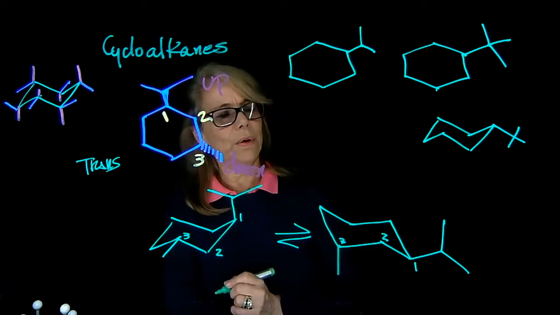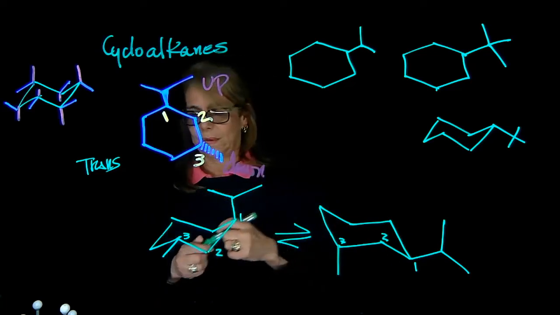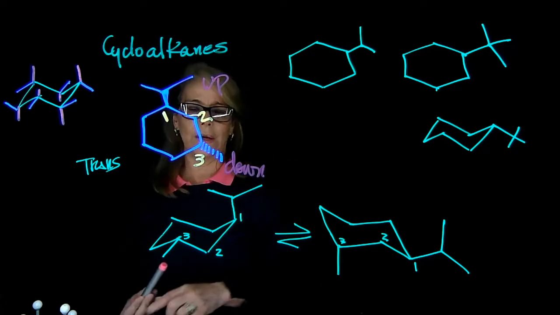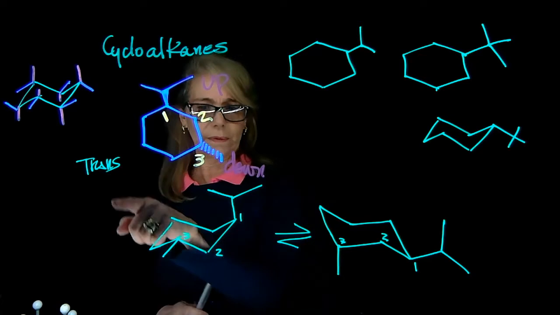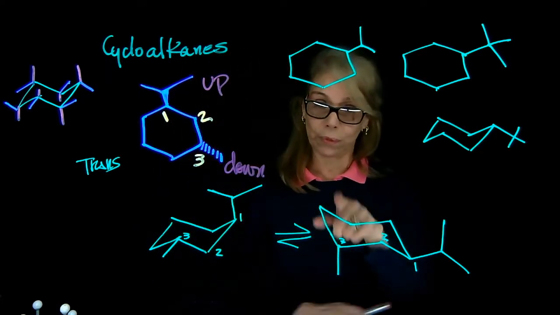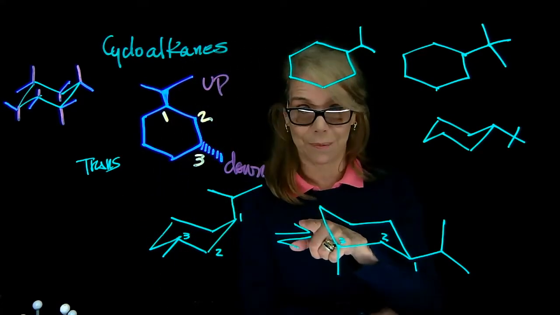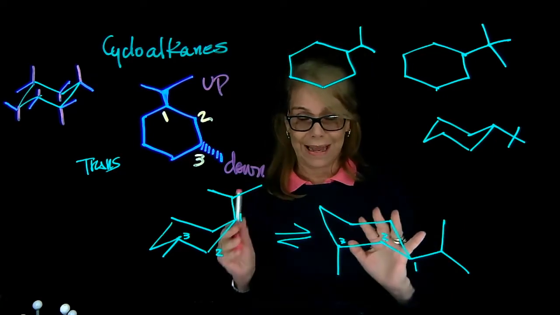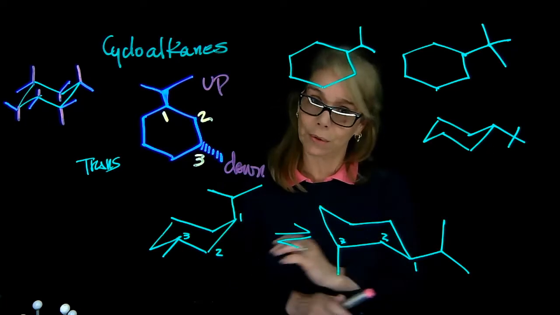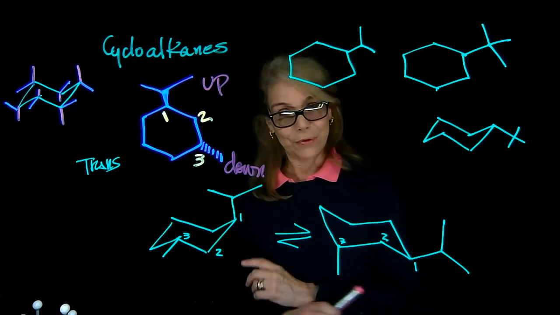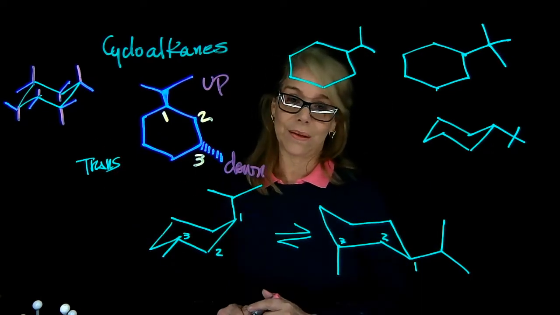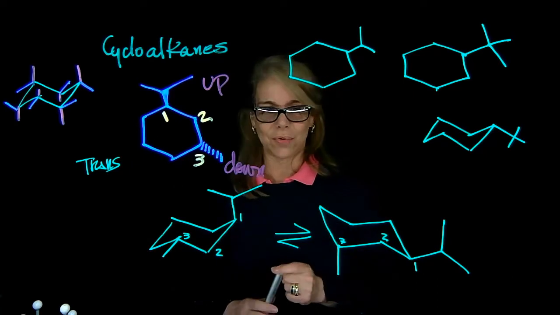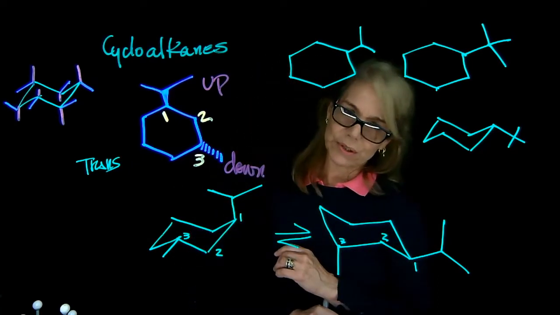So now what I want you to notice is that still the relationship in space, right? Up, down. So this is trans. When you do the ring flip, this should stay the same. So this is up, down. So trans. That is, you need to always double check when you're drawing your chairs. If you didn't draw it accurately, then you may have the wrong isomer. All right, so here we have the two chairs.